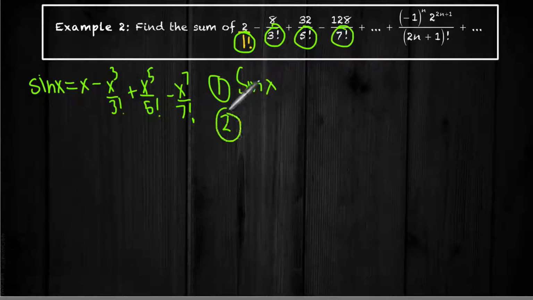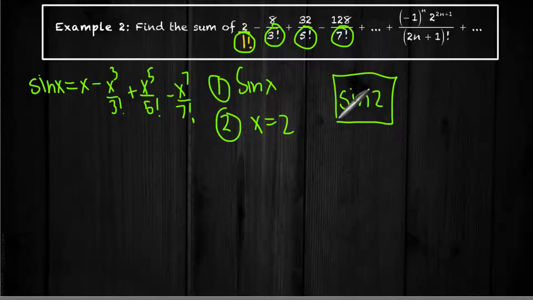Now, second thing we need to identify is what is the particular x in this problem? Well, you can see the first number is 2, and then we have an 8, so that would be 2 cubed. Then we have a 32, which would be 2 to the 5th. So our x is 2. So therefore, this infinite sum is simply going to converge to sine of 2 radians.